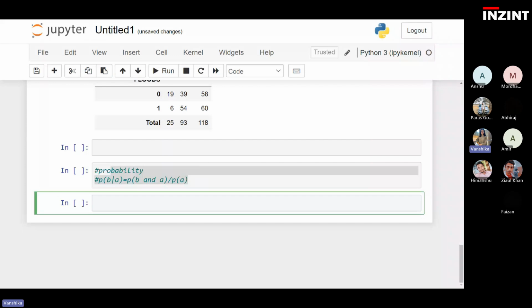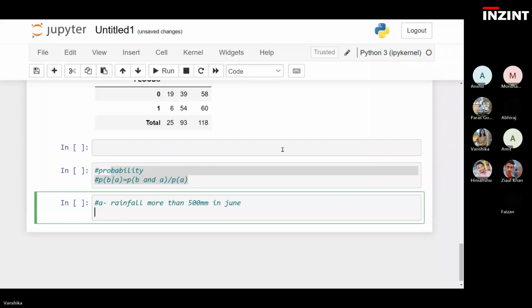अब step by step calculate कैसे करना है. Firstly, I'll mention to you what the events are here. So event A क्या है? Rainfall more than 500 millimeter in June. This is event A. Event B क्या है? It is basically floods हुए थे या नहीं हुए थे. Alright, from now on I'll be using these events as A and B.